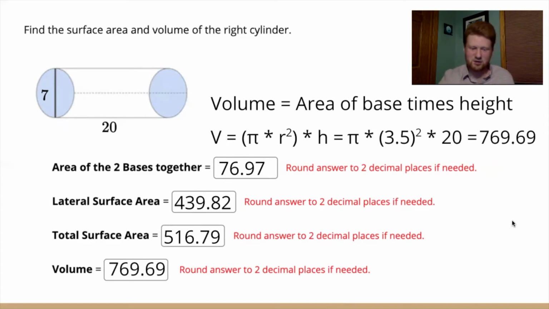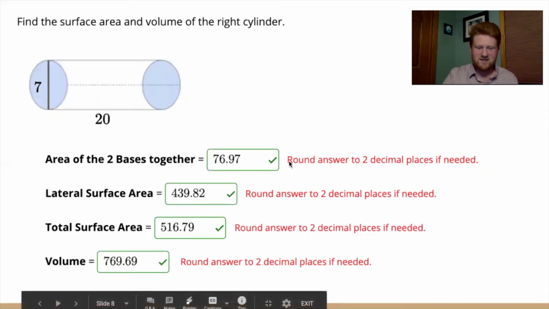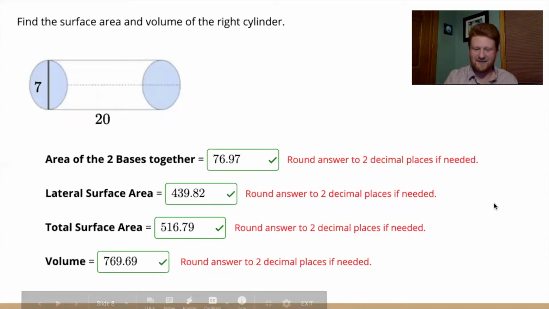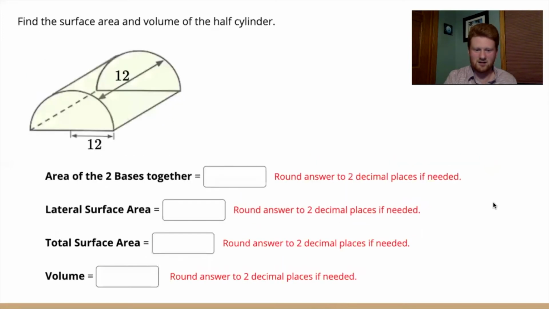And let's check here to ensure I was correct. See if I put it in the problem or in the assignment on Canvas. Those were all correct. They got the green check. All right, let's go forward here.